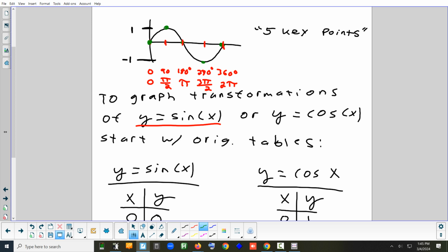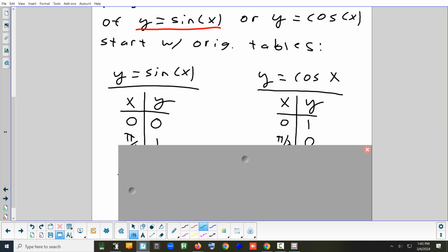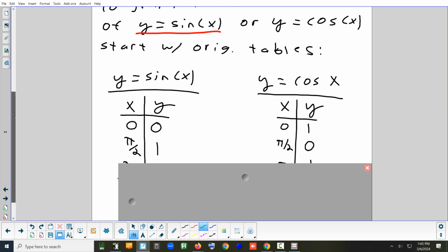No, not 1, 1. Remember, those tick marks don't go by ones. They go by 90s if you're going in degrees, or pi over 2 if you're going in radians. So what do you think the coordinate would be? Pi over 2, 1. Yep. That's the next one.